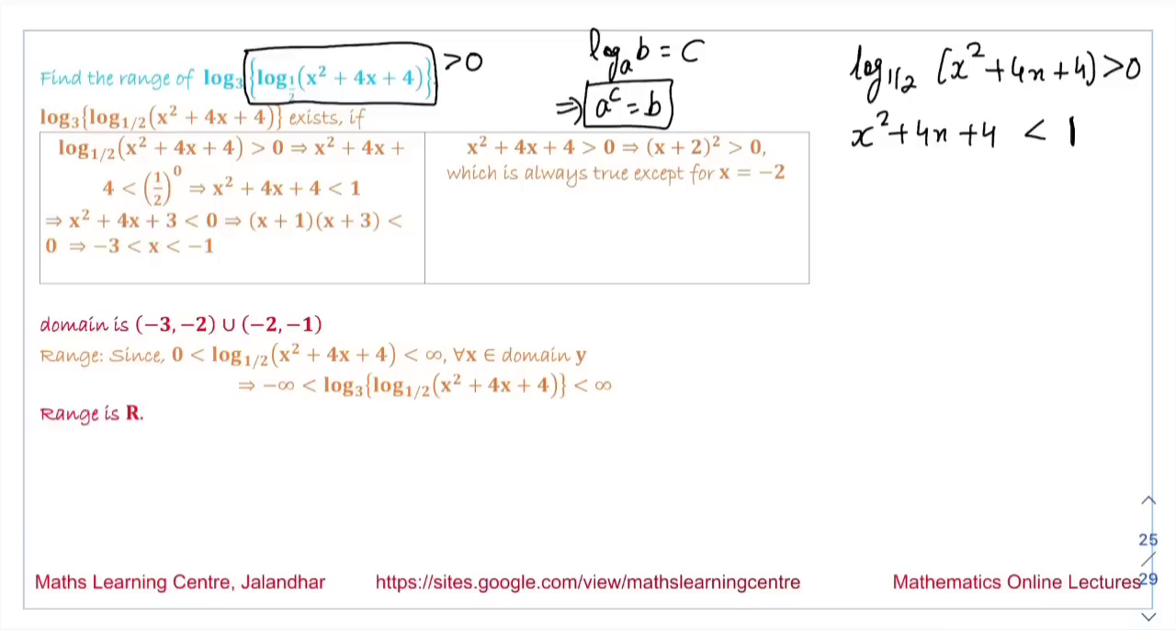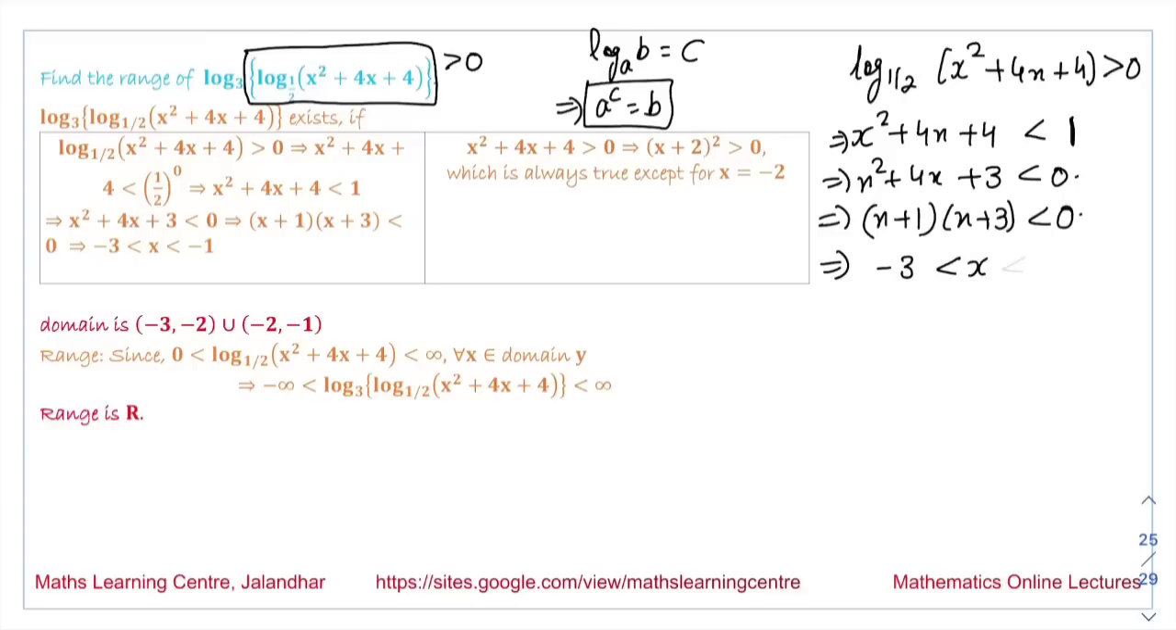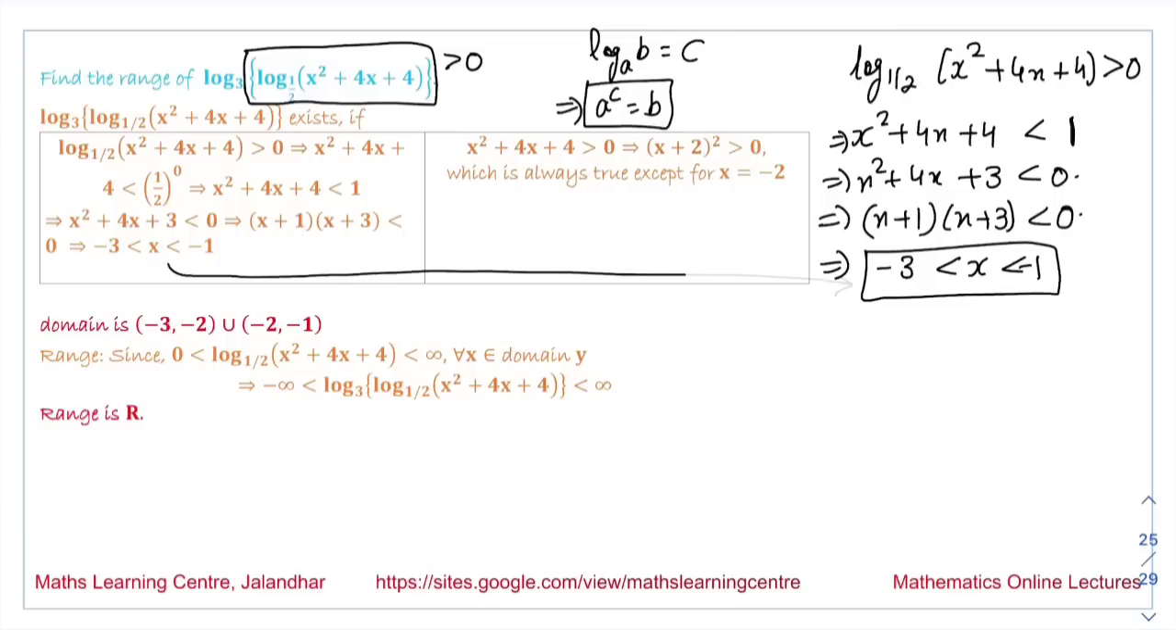So this further implies that x square plus 4x plus 3 is less than 0. This gives us (x plus 1)(x plus 3) is less than 0, and this gives us minus 3 is less than x is less than minus 1. We are getting minus 3 is less than x is less than minus 1.